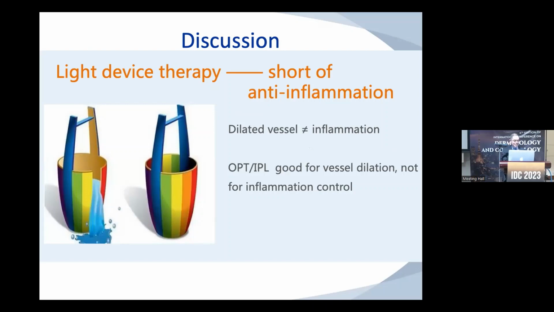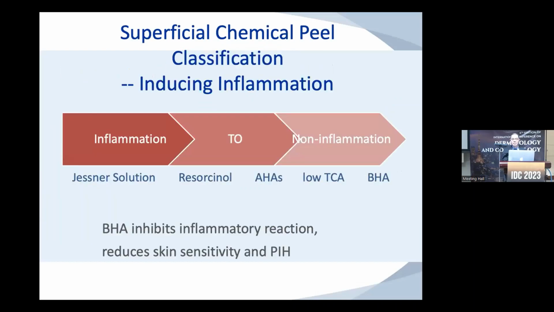So we have some options like OPT and IPL, which are good for vessel dilation but cannot control inflammation. So we want to combine with a superficial chemical peel to decrease the inflammation. We have some choices of chemical peels, from Jessner's to resorcinol to AHA to BHA, and gradually the inflammatory reaction decreases. BHA inhibits the inflammatory reaction to reduce skin sensitivity and PIH.